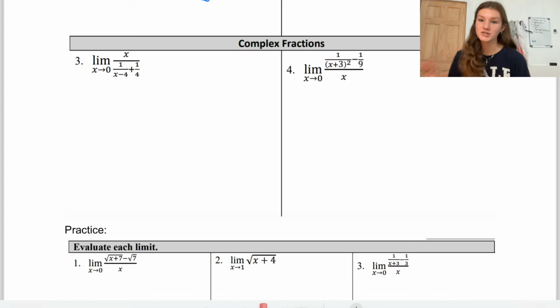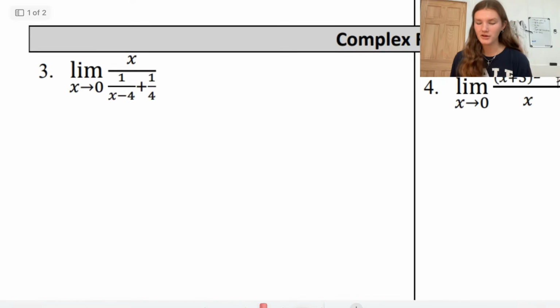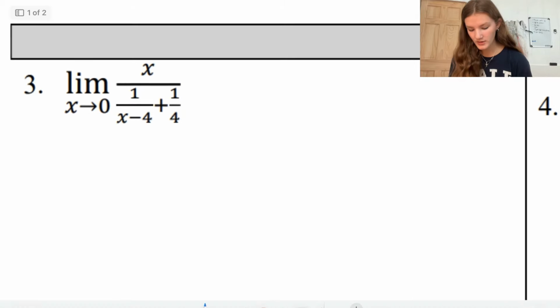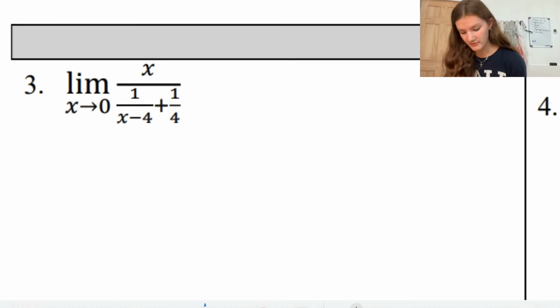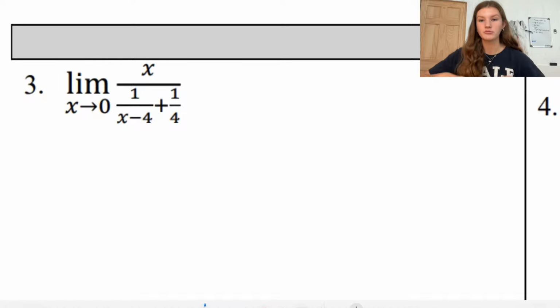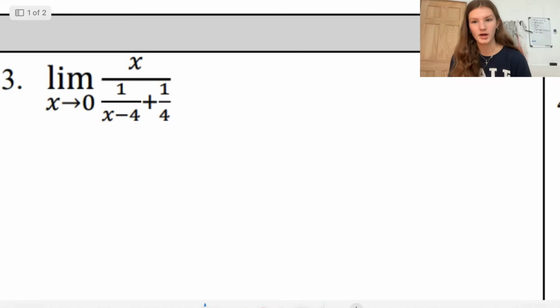So now we have complex fractions. So same thing, only plug in if it's 0 over 0, guys. This should be engraved in your head by now. But let's see. So we're going to have to make the denominators equal on the top and on the bottom so we can cancel them out. So we're going to have to multiply everything by a common denominator.